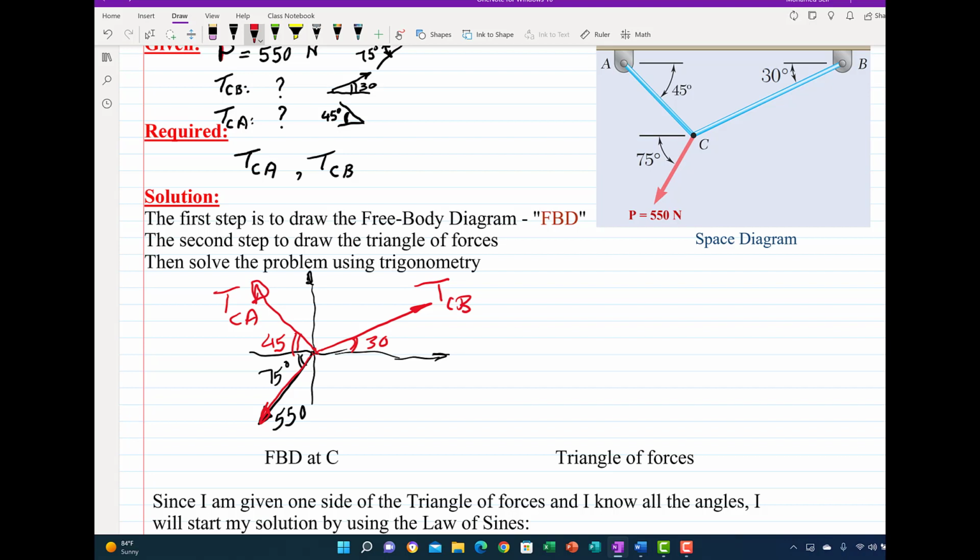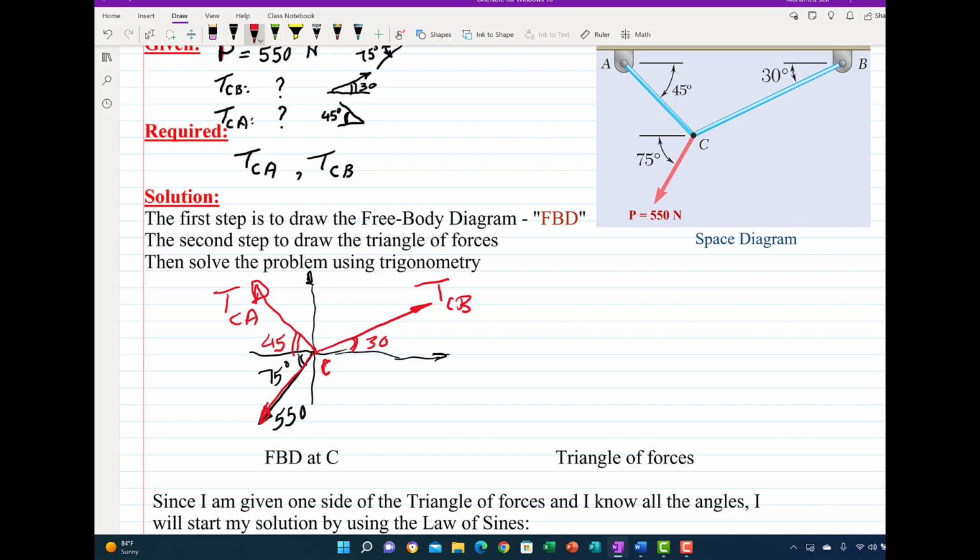So I was able to draw the free body diagram showing the three forces, how they behave and how they affect the point C. Now the next step is, since I have three forces, we said that the best way to approach solving for three forces is to use the triangle of forces. We're going to solve it using trigonometry. So now we need to draw the triangle of forces.